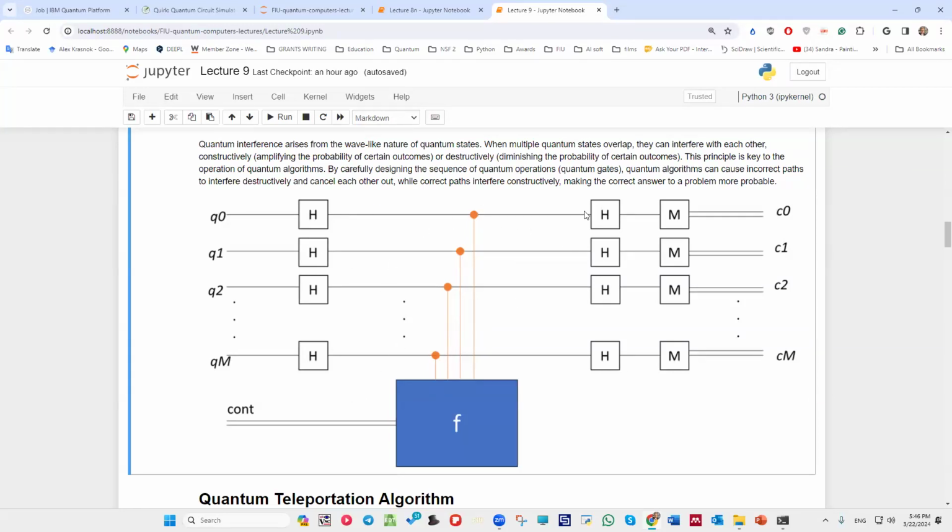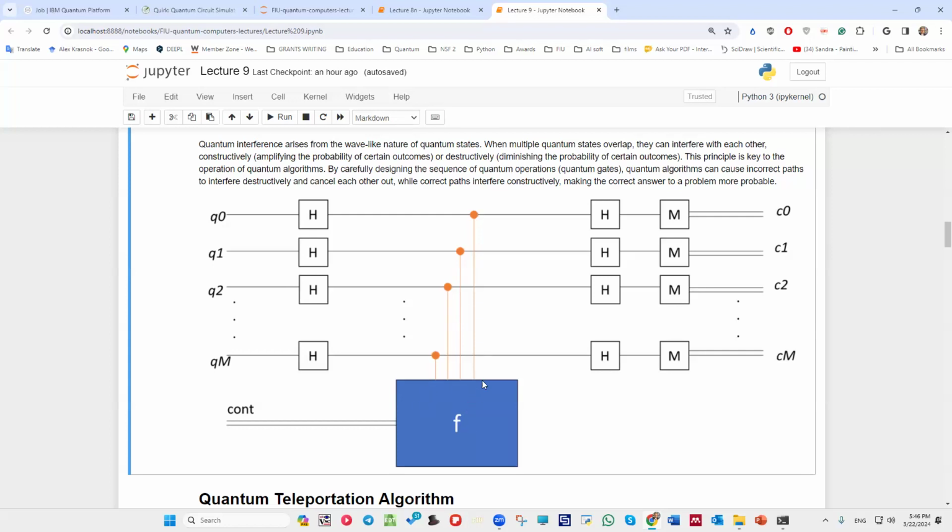However, if we do something in the middle between these two layers of Hadamard gates, and I denote this arbitrary operation by this operator f. F is some kind of function. For example, it can be what we call an oracle or something else. And we can code or control this function. So we can use different functions. That's what I'm trying to say.